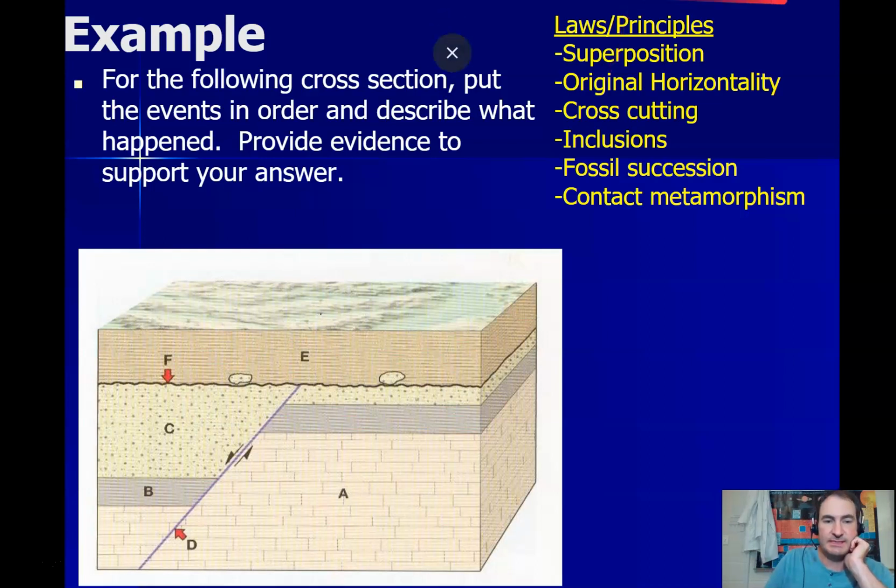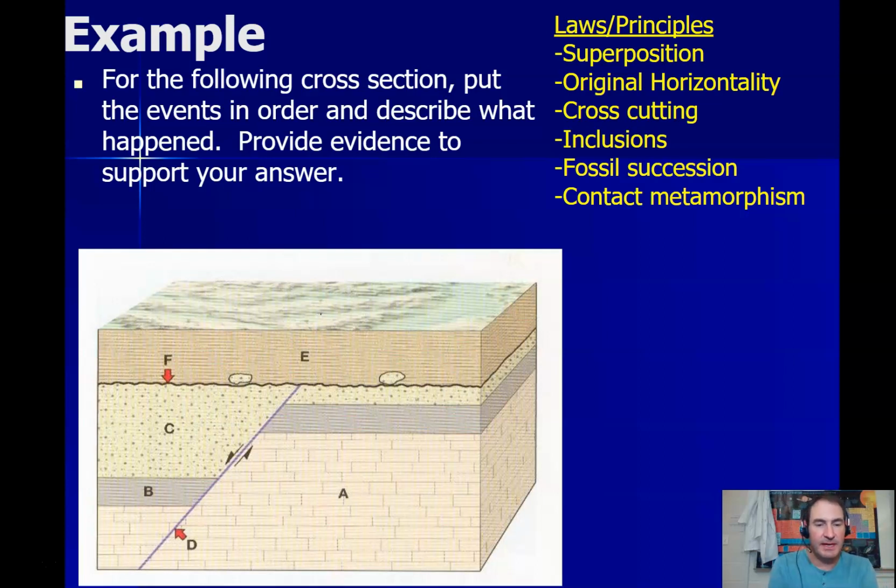In this example in the picture, you can see I have a limestone layer A, some kind of shale layer B, and a sandstone layer C. I also have an unconformity at F, where we had some kind of an erosion event, and I have a sedimentary layer at E as well. And then I have a fault at D. So we want to sequence these. What's the oldest event or layer in this picture?